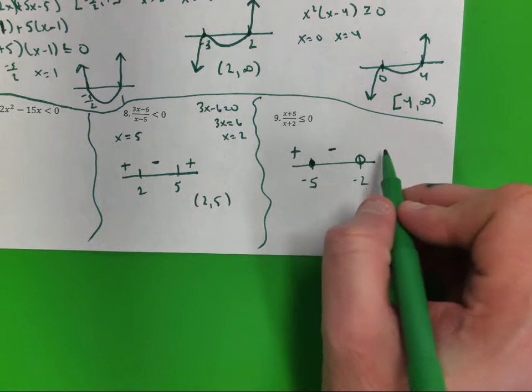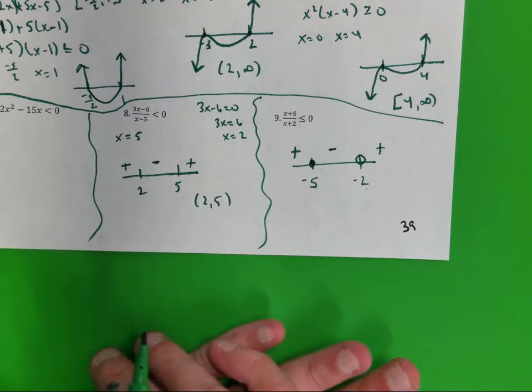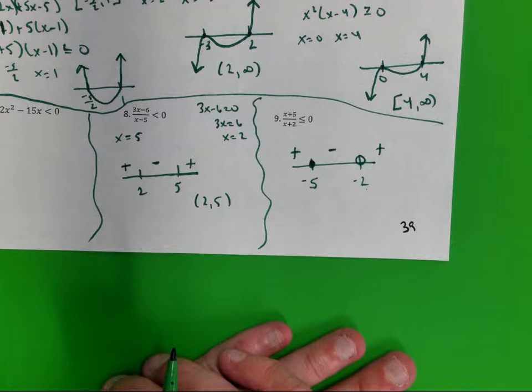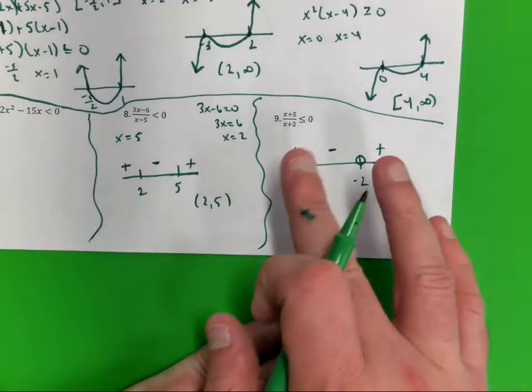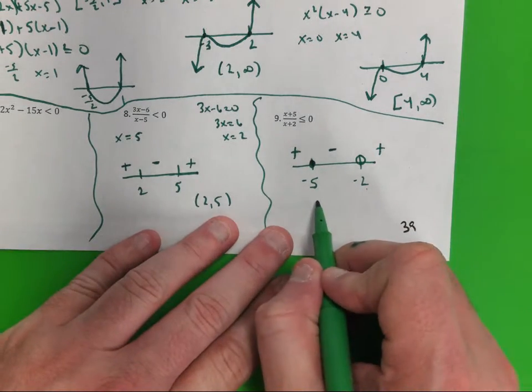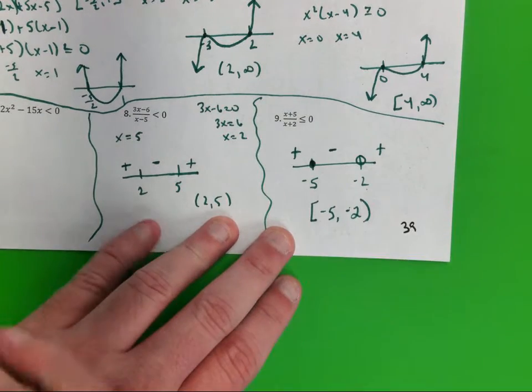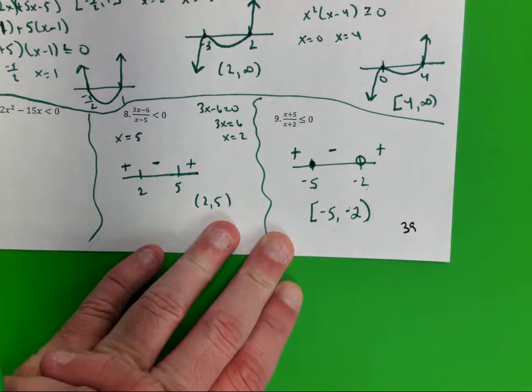If I plug 0 in, I get a positive. It wants less than 0. So would you choose the positive or the negative value? So how would you write that? Bracket -5 to, and what goes around that? That's your answer.